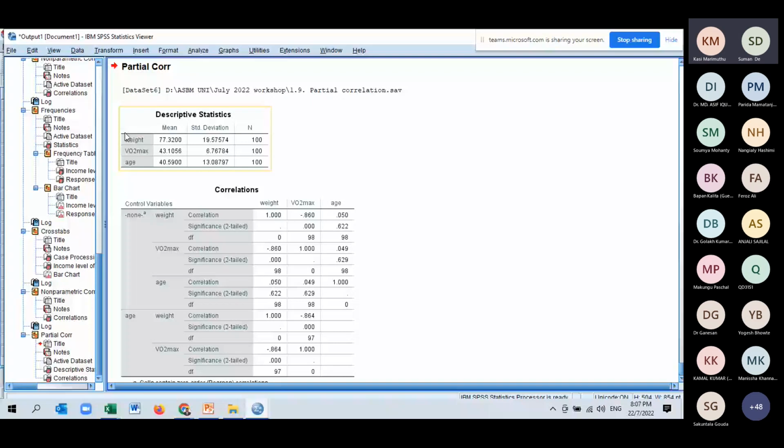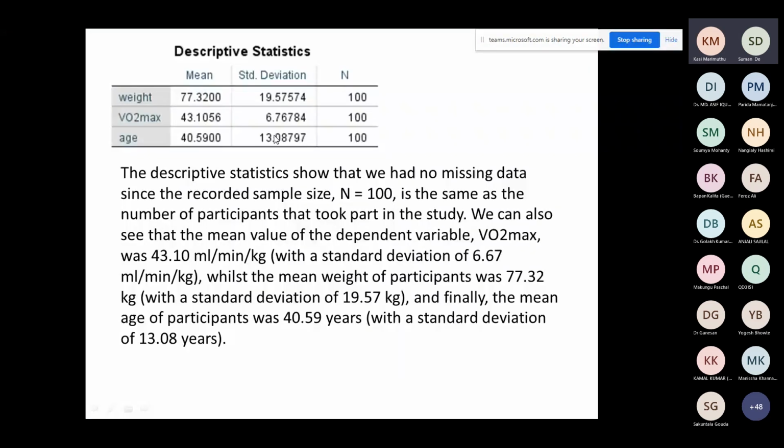The descriptive statistics show that there is no missing data. The recorded sample size n equals 100, the number of participants involved in the study. We can also see that the mean value of the dependent variable VO2 max is 43.10, standard deviation 6.67, sorry, 6.76, typo error.